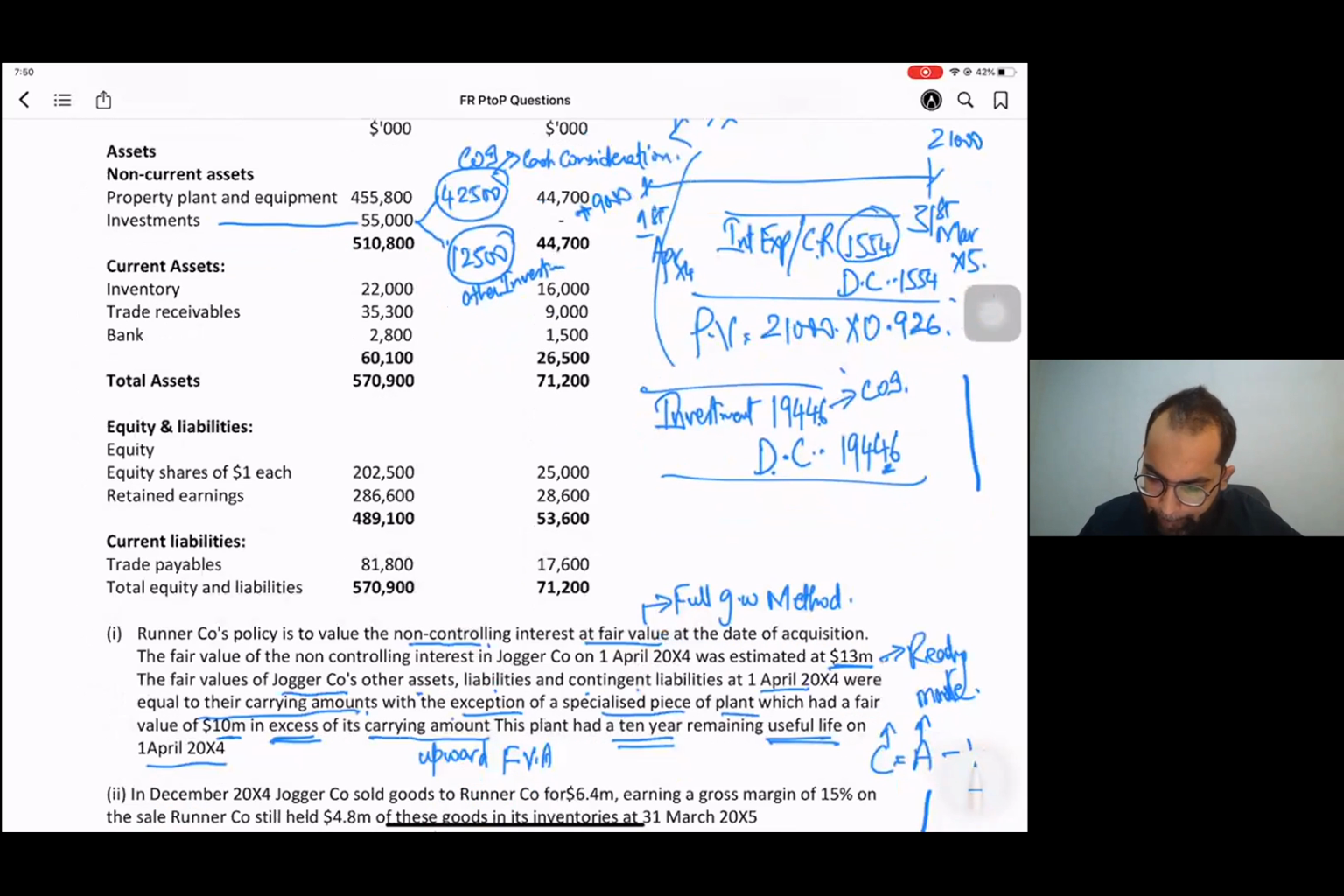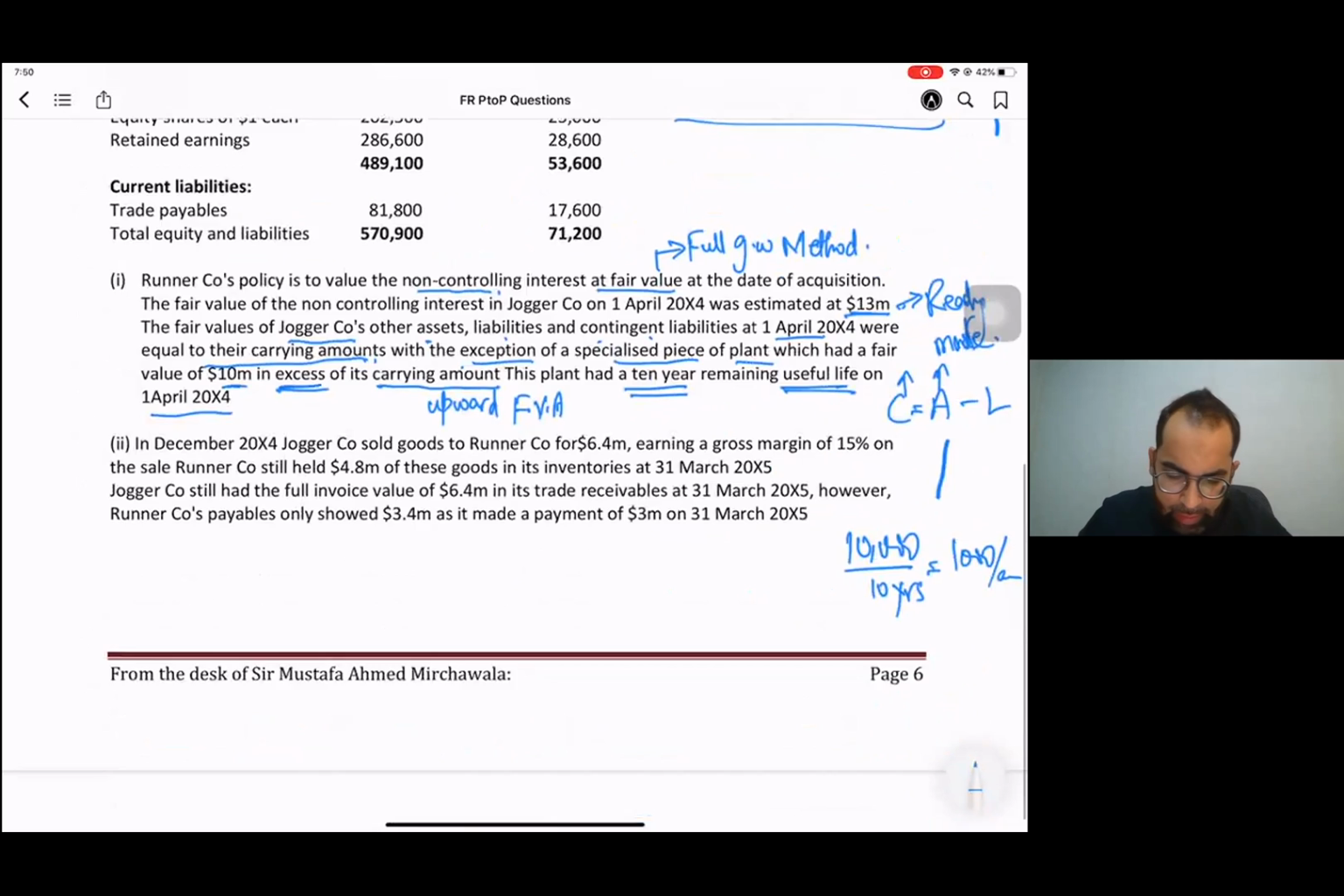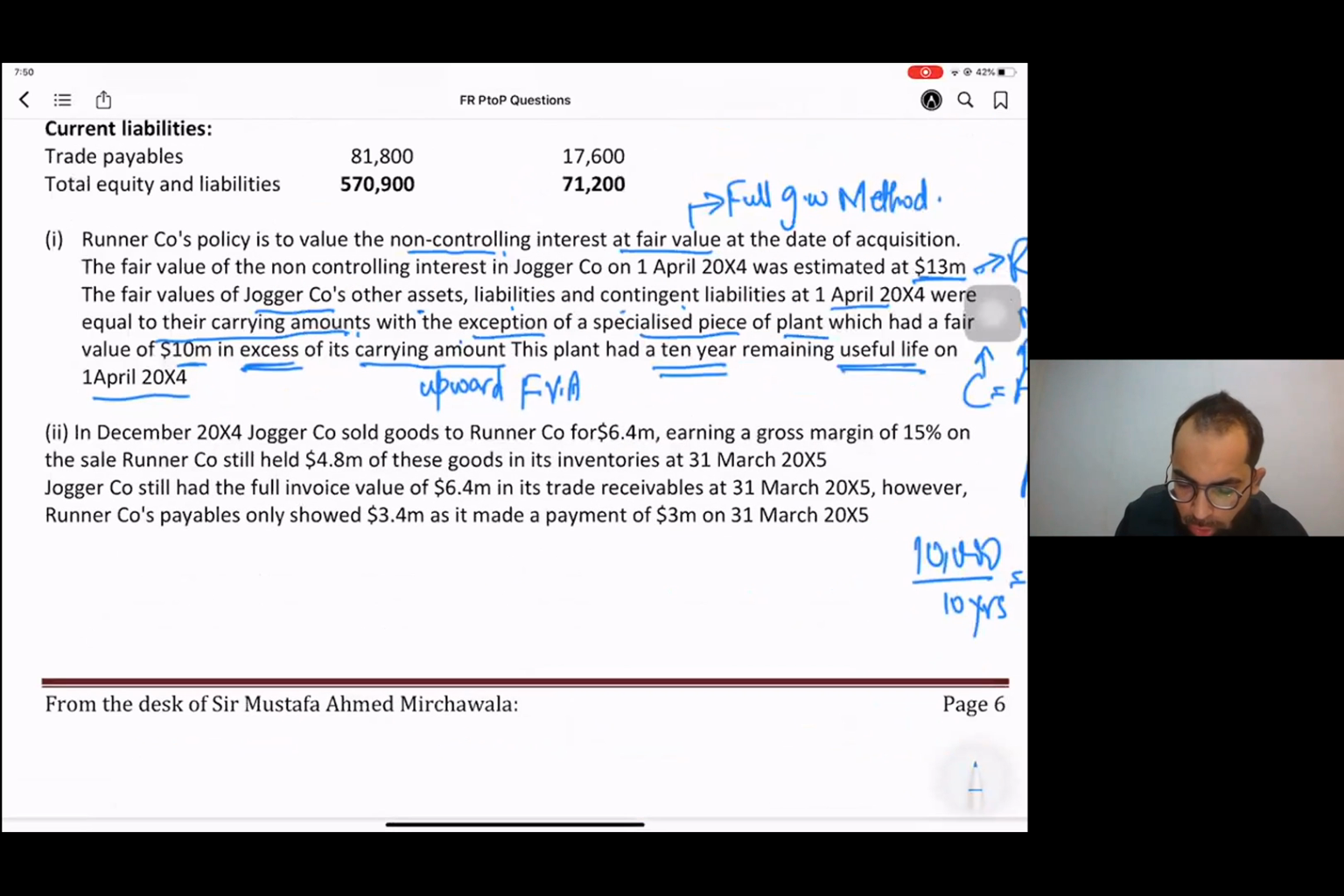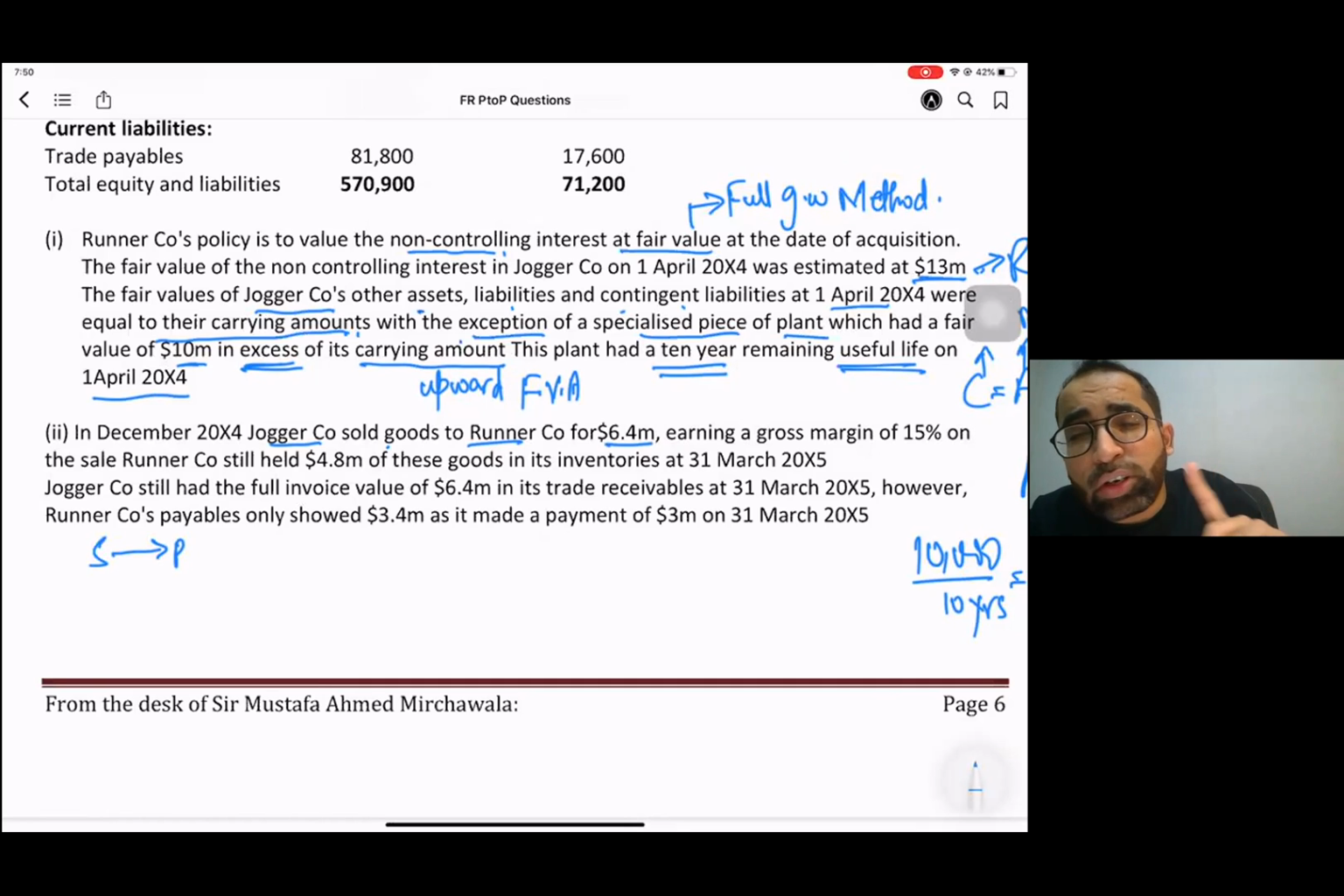Now, next, in December X4, Jogger company sold goods to Runner, an S to P sale, for 6.4 million. The actual amount of sales is not that relevant, because this is not an income statement question. If this is an income statement question, then the actual amount of sales we knock off from the income statement. Earning a GP margin of 15% on sales.